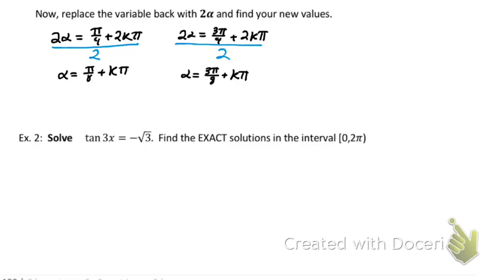Now we're going to rewrite in that set builder notation. So we're going to have our brace alpha such that alpha equals pi over 8 plus k pi, or alpha equals 3 pi over 8 plus k times pi. So let's go ahead and put that underneath. So our end answer in set builder notation is alpha such that alpha equals pi over 8 plus k times pi, or alpha equals 3 pi over 8 plus k times pi.